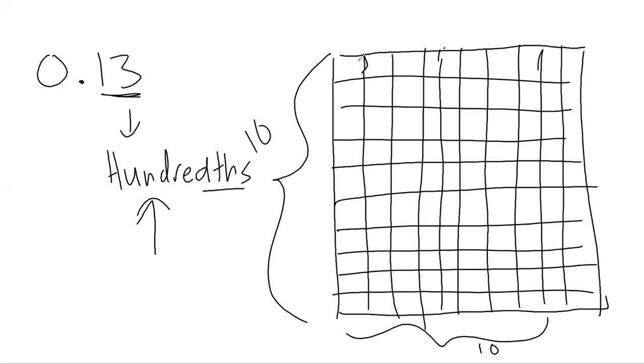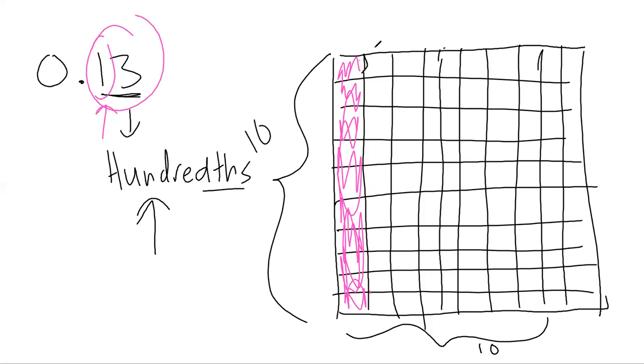Well, now if I'm going to show 13 hundredths, how many of these little squares am I going to shade in? I'm going to shade in 13 of them, right? And here's a fun trick: we know this is 10. This is a lot like a tenth. So I can just shade in this whole row here because that equals 10. And then I need 3 more. So 1, 2, 3. So that's what 13 hundredths would look like.